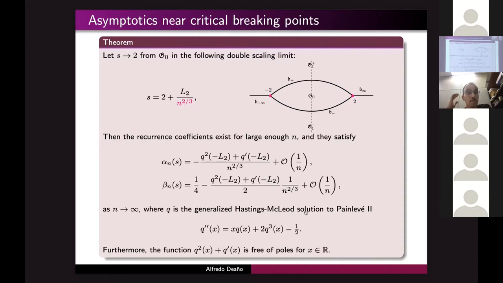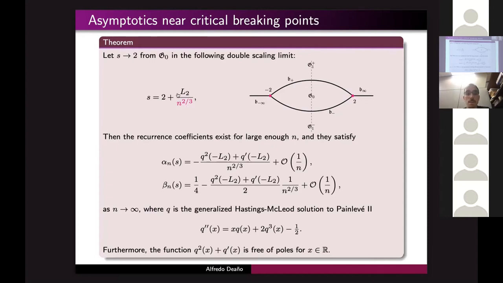We saw in the talk of Galina yesterday a list of six Painlevé equations, these nonlinear special functions. This differential equation here is Painlevé 2 with a specific value of the parameter, this -1/2. And then you need one specific solution of this equation with certain properties. In particular, that q squared plus q prime is pole free for real variable x.